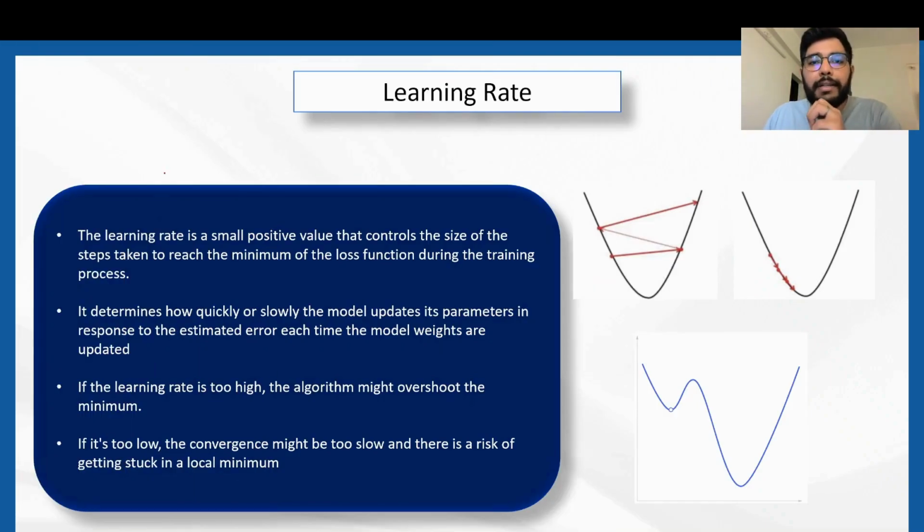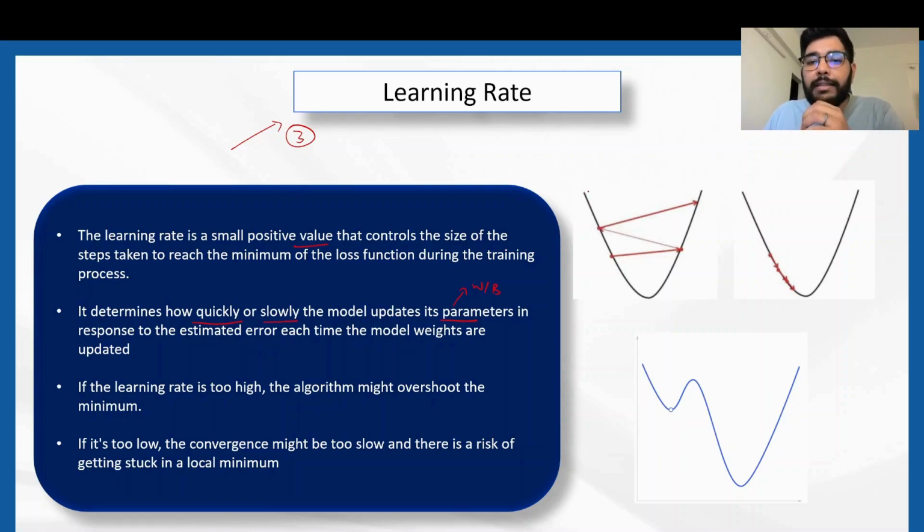Coming to the third characteristic of the gradient descent process, that is the learning rate. Learning rate is a small positive value that controls the size of the steps that the model takes to reach the minimum of the loss function during the whole training process. It also determines how quickly or slowly the model updates the parameters, that is, the weights and the biases, in response to the estimated error each time the model weights are updated.